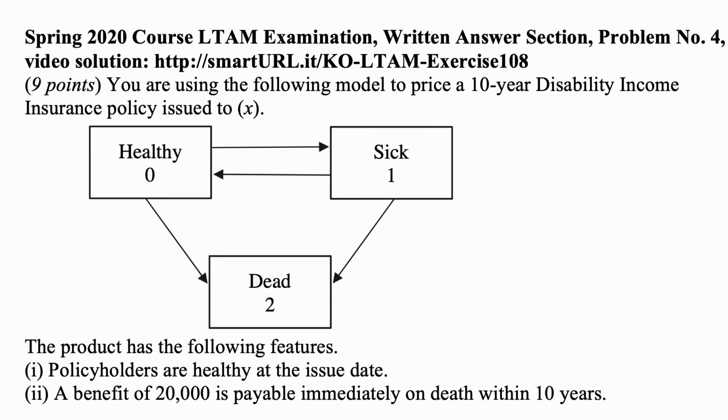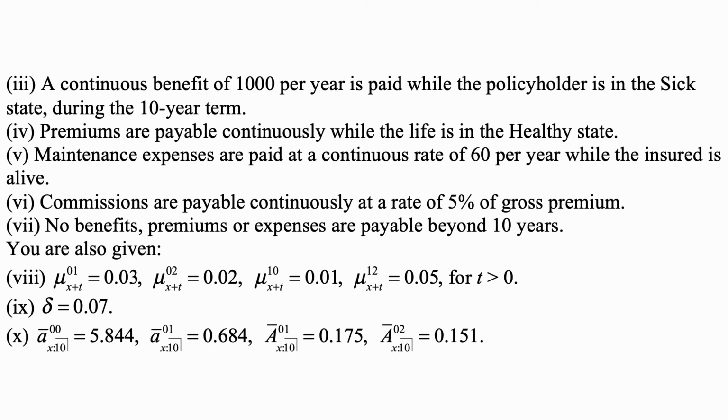The product has the following features. Policyholders are healthy at the issue date. A benefit of $20,000 is payable immediately on death within 10 years. A continuous benefit of $1,000 per year is paid while the policyholder is in the sick state during the 10-year term. Premiums are payable continuously while the life is in the healthy state. Maintenance expenses are paid at a continuous rate of $60 per year while the insured is alive. Commissions are payable continuously at the rate of 5% of gross premium. No benefits, premiums, or expenses are payable beyond 10 years.